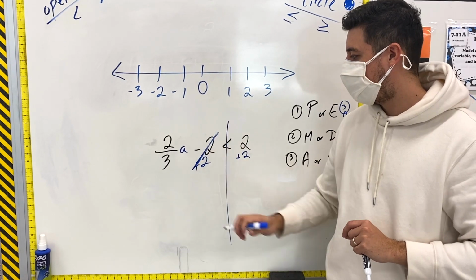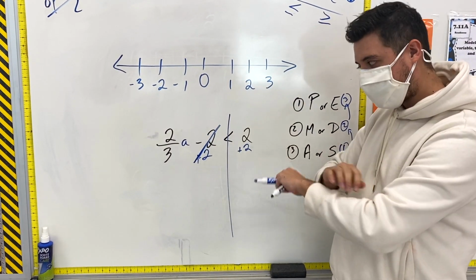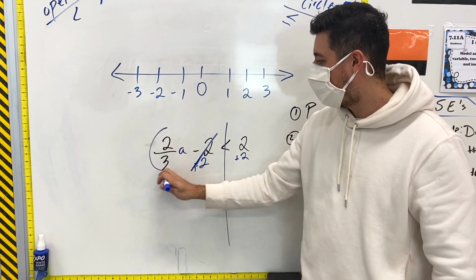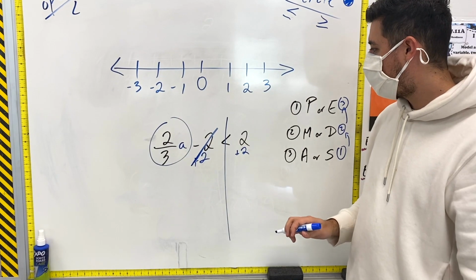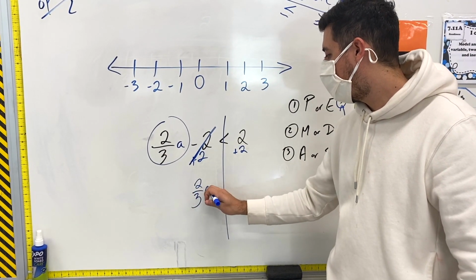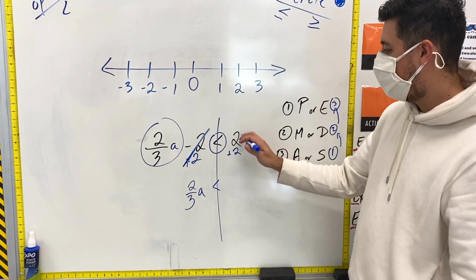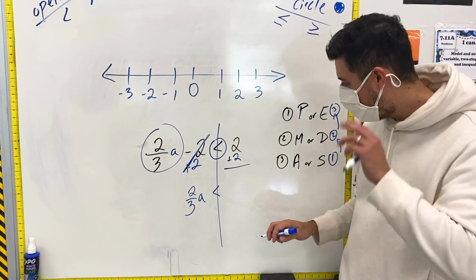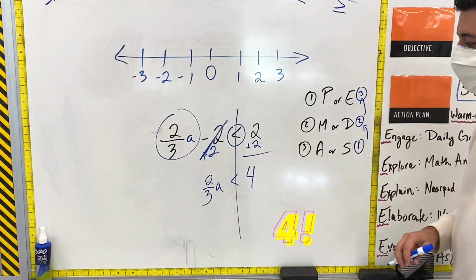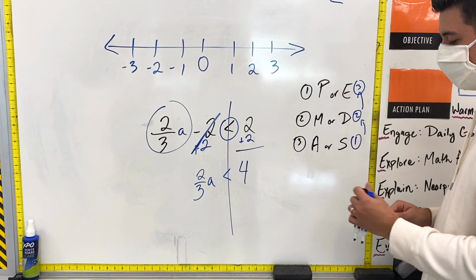These are going to cancel each other out, because if I have negative 2 and I add 2 more, I have nothing left, 0. So now all I have left over here is 2/3 a is less than, and bring down my sign. What's 2 plus 2, guys? 4. There it is. So there is our final step: 2/3 times a is less than 4.